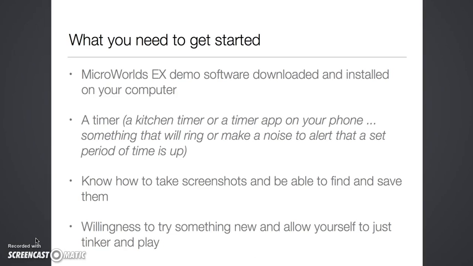What you need to get started on this activity is you should have already downloaded and installed on your computer the MicroWorlds EX demo software. You'll also need some kind of timer, kitchen timer, a timer app on your phone, something that will ring or make noise to alert you when your time is up.